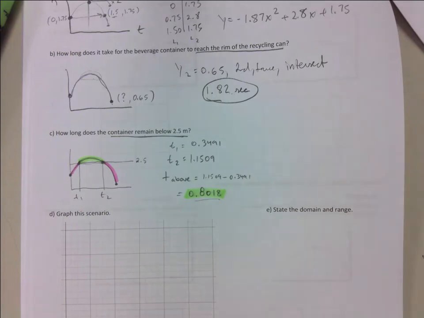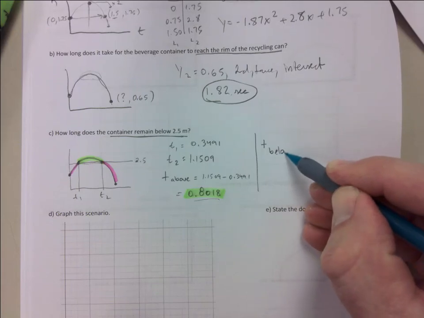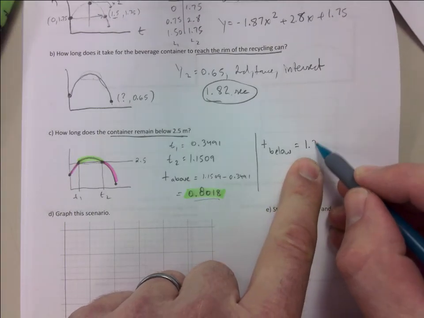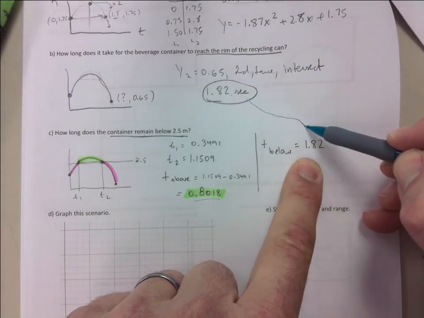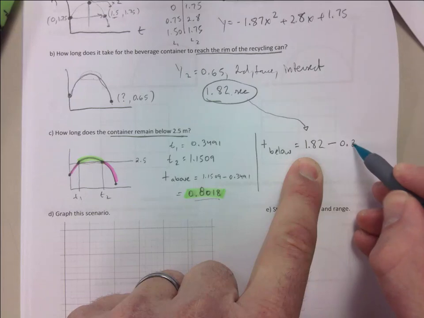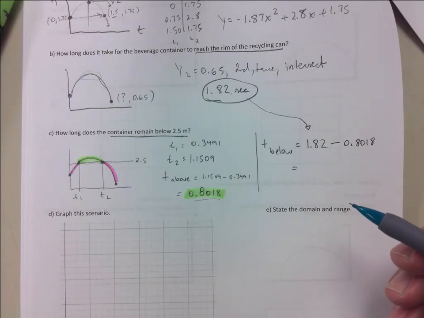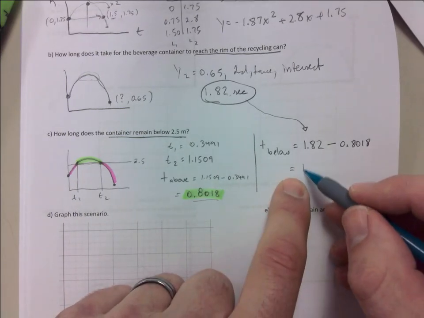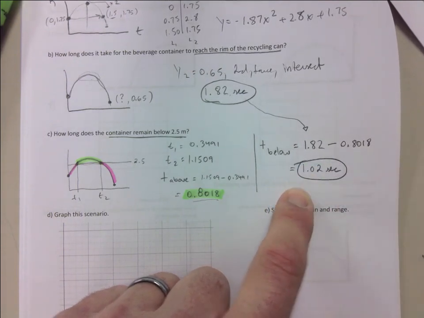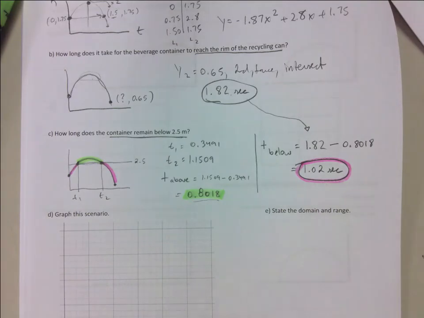We want time below. I'm going to go 1.82, which is straight from the previous question, minus 0.8018. That's 1.02 seconds. That's what they ultimately, that's what we wanted.